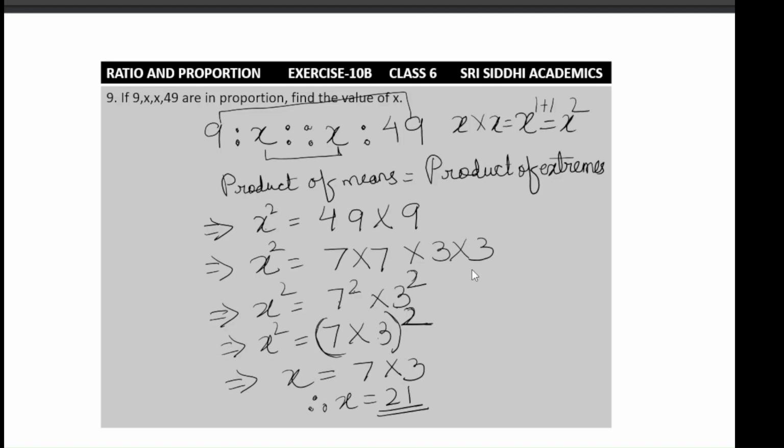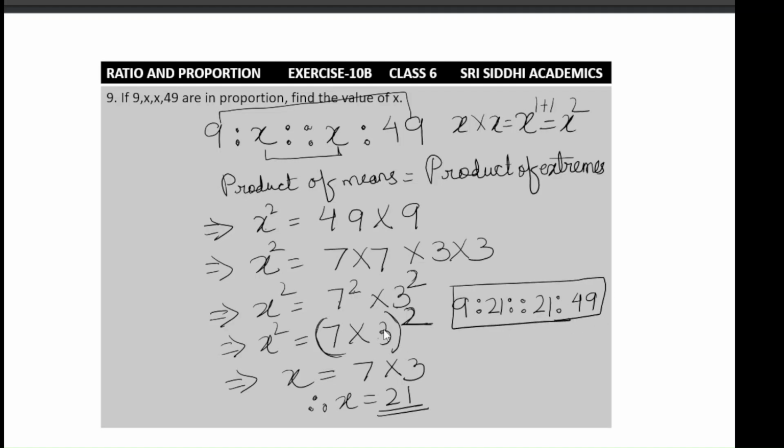Okay, so the continued proportion that the question is looking for here is 9 is to 21 as 21 is to 49. Okay, this is the continued proportion.